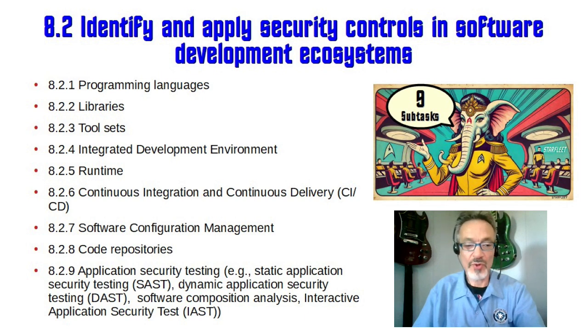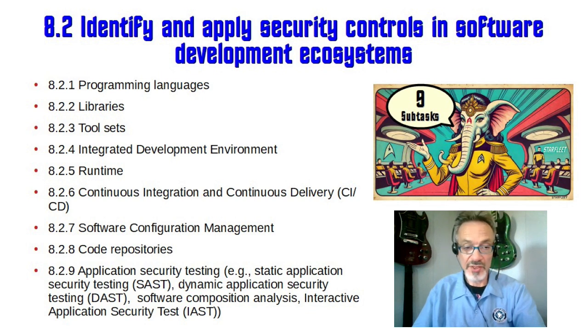We're going to be covering: 1. Programming languages, where we discuss how to choose secure programming languages based on project requirements and the importance of secure coding standards. 2. Libraries. This subtask focuses on the importance of using trusted libraries, regularly updating them and conducting security assessments before integrating them into your project. 3. Tool sets. Here we look at the comprehensive development tools you should use, including IDEs, version control systems, and testing frameworks with a focus on security.